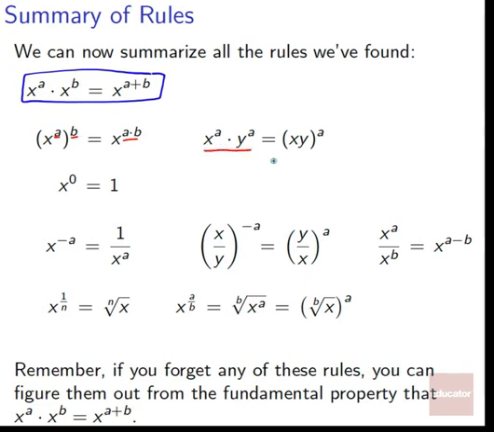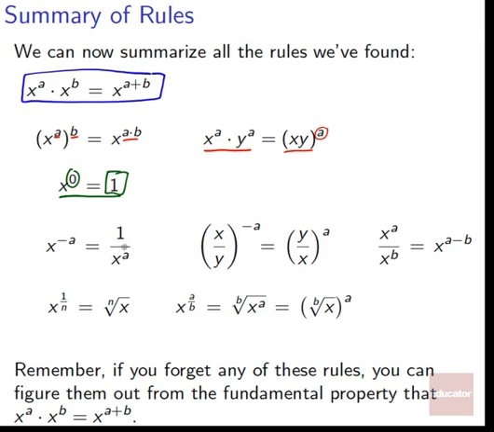If we've got x to the a times y to the a, we can combine that to just having (xy) to the a. X to the 0 is always equal to 1. So if you're raising to the 0th, you always come out to being a 1, as long as we're not dealing with x equal to 0, which we won't address.